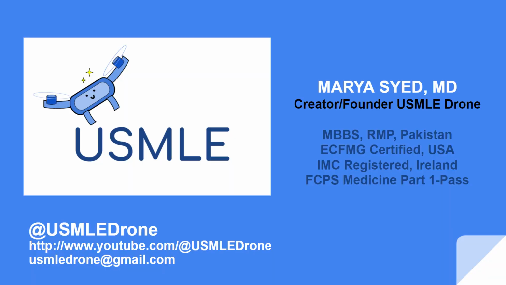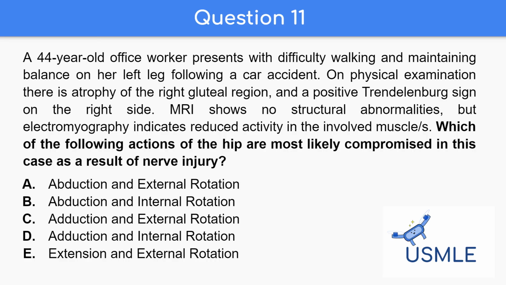Hello everyone. Today we will study the musculoskeletal anatomy of the lower limb, focusing on the muscles and nerves involved in movement. Let's start with a quick question. A 44-year-old office worker presents with difficulty walking and maintaining balance on her left leg following a car accident. On physical examination, there is atrophy of the right gluteal region and a positive Trendelenburg sign on the right side.